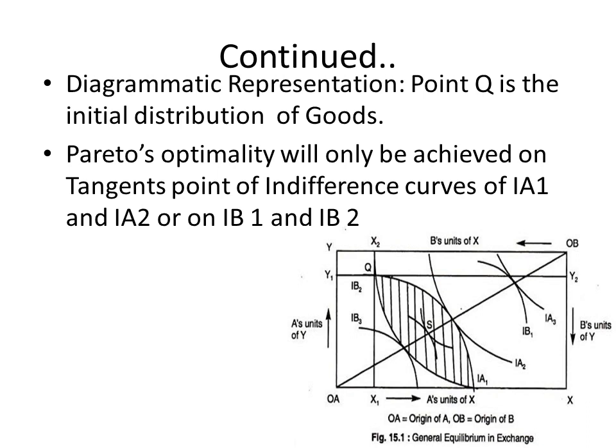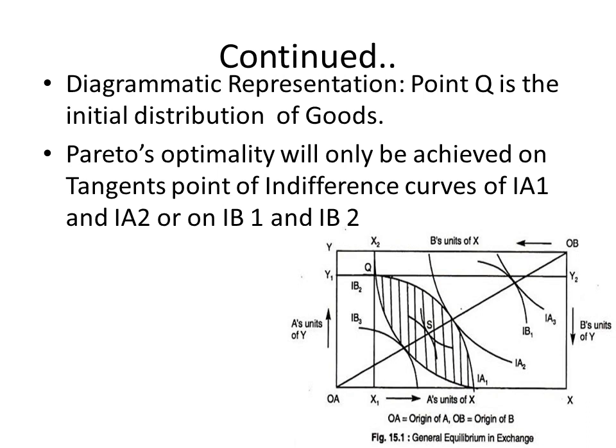At the point Q is the initial distribution of goods X and Y, wherein consumer A is enjoying OX1 of good X and OY1 of good Y, and consumer B is enjoying OY2 and OX2. So this is the initial distribution.